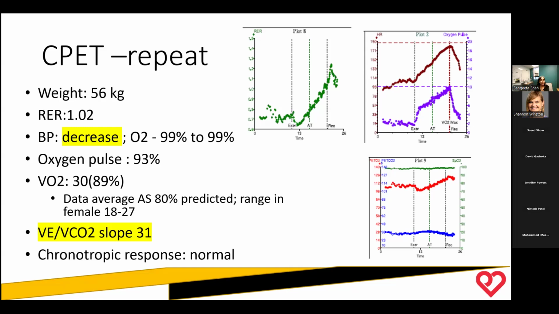She still increased her oxygen pulse. Her heart rate still increased. Her VE/VCO2 slightly increased. And we convinced her that probably now is the time for surgery. And she did actually have surgery on Tuesday of this week.